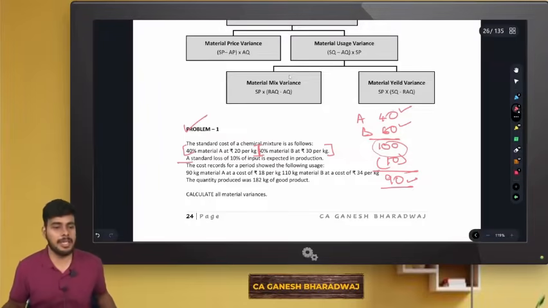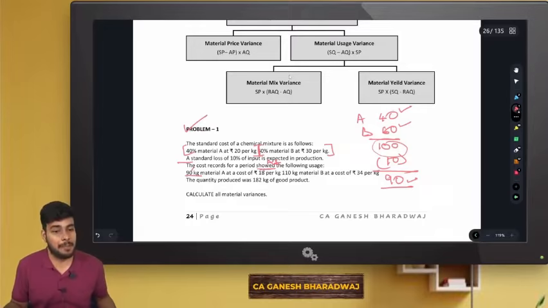Next, the cost records for a period showed the following usage. Showed means what? Perfect. Actuals. Now, what have they used? They have consumed 90 kgs of material A at a cost of 18 per kg. So this is the actual quantity, and this is the actual price.